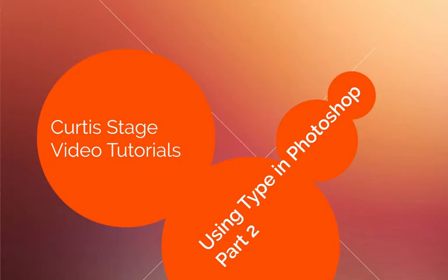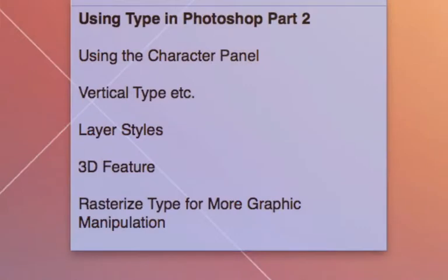So if you're with me for Part 1, we did the options bar using Photoshop, and we got some of the basics of the Type tool and what we could do with fonts. But in this one, we're going to look at using the character panel, vertical type, layer styles, and the 3D feature, just the basics. That one will probably be in another tutorial and in more detail. And then rasterizing type for more graphic manipulation. Alright, so let's get started.